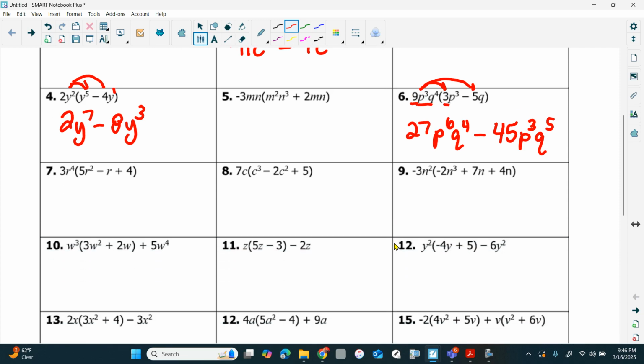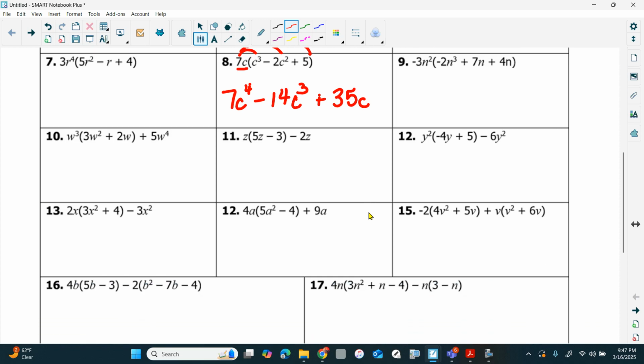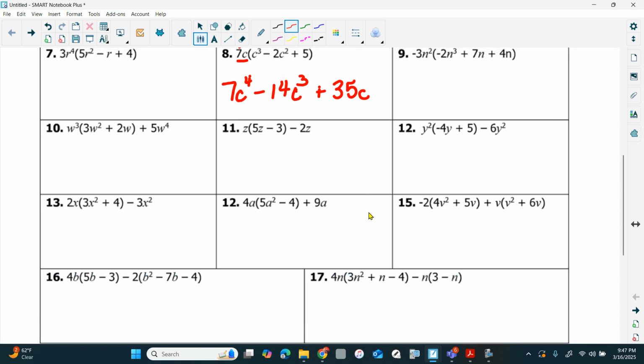So like if I jumped to number 8 here, the 7c is going to get multiplied to each term. So this would be 7c to the 4th minus 14c to the 3rd plus 35c. Okay. Now it's when you get to 10 and on, you have multiplying and combining like terms.